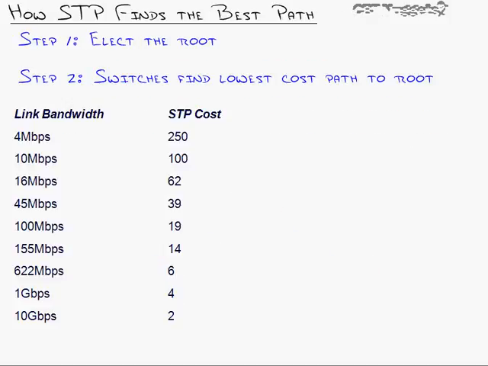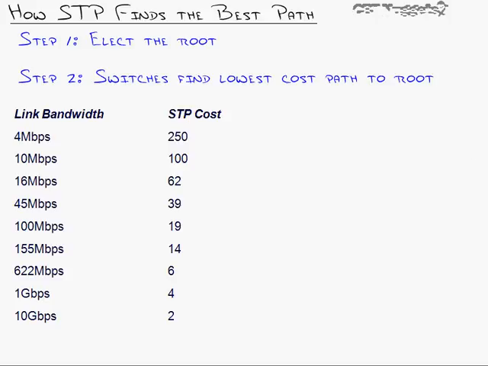So I'd like to wrap things up in this spanning tree video by talking about how spanning tree finds the best path. Now you saw in that previous graphic that the spanning tree will look for the lowest cost link, and you can see that in step 2. Step 1, figure out who the root is. Step 2, find the lowest cost path to the root.